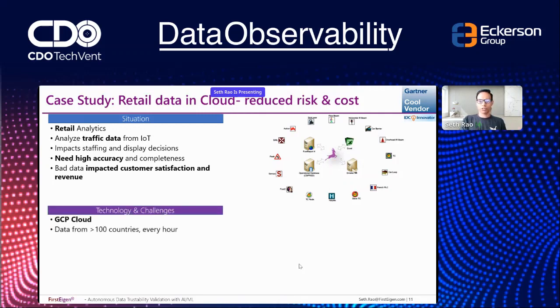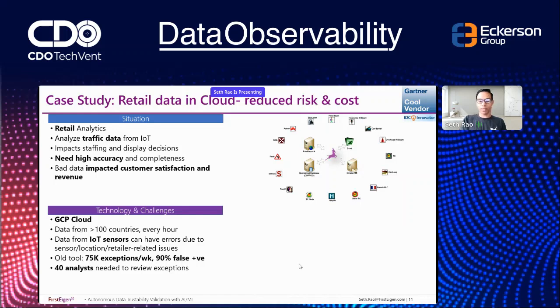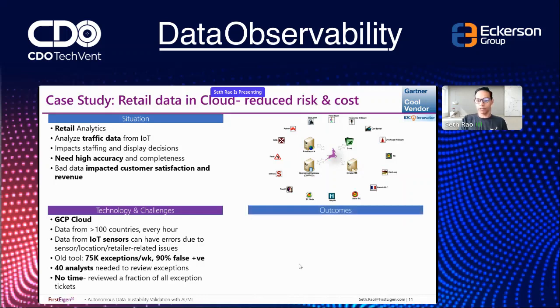Now, the technology challenge was on GCP cloud, data from hundreds of countries. IoT sensors were sending in data. They could have errors in it, and they had quite a bit, and they had to check if of the 75,000 exceptions that they were getting on a weekly basis, how much of those were correct and how many were true errors. They had a large team that had to look at the error messages individually, manually, and review them. So in the end, they just did not have enough time to review all the errors.